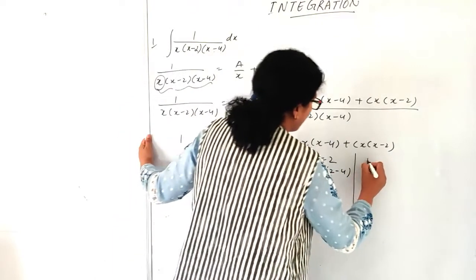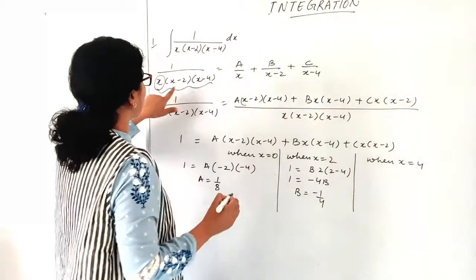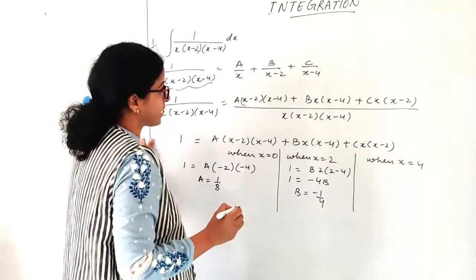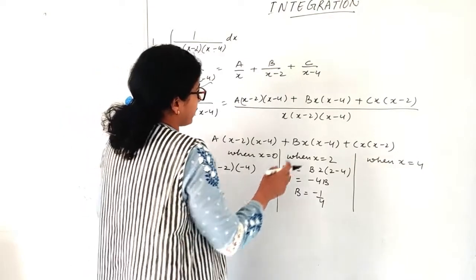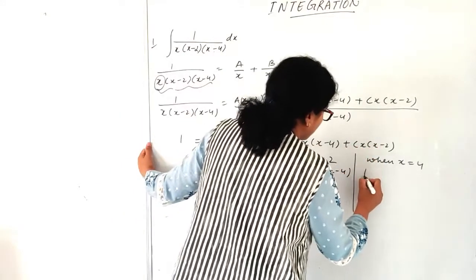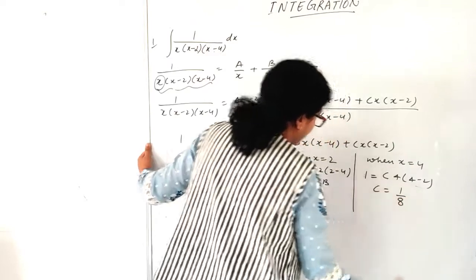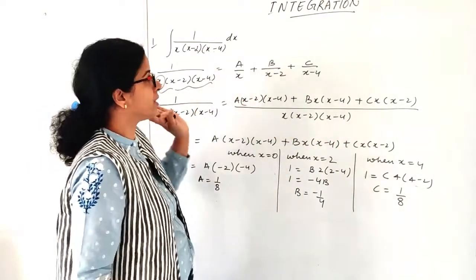Correct? Now when x equals 4, are you understanding? I am taking the values of x from here. So substitute x is equal to 4. When I substitute x is equal to 4, a and b will vanish. I will get the value of c. So I am getting c is equal to 1 by 8. Right? Now let us rewrite our integral.